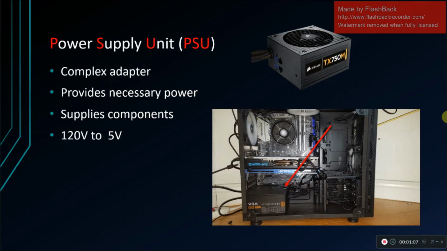The second necessary part of a functioning computer is the power supply unit. The PSU is a complex adapter that will plug into the wall. Its role is to provide power to the other parts of the computer. While this part looks elementary, it is pretty complex. It converts 120 volts electricity, which is the electricity coming out of the wall, into 5 volt electricity, which is compatible with all the other parts of the computer.